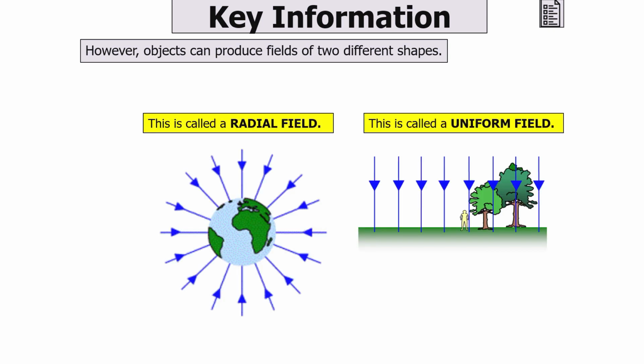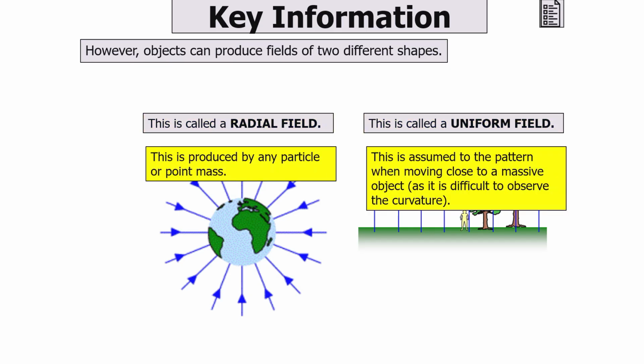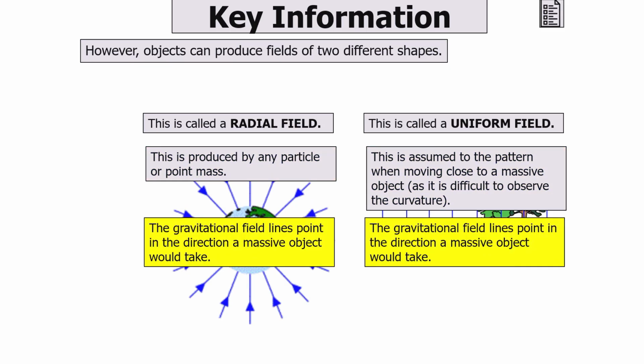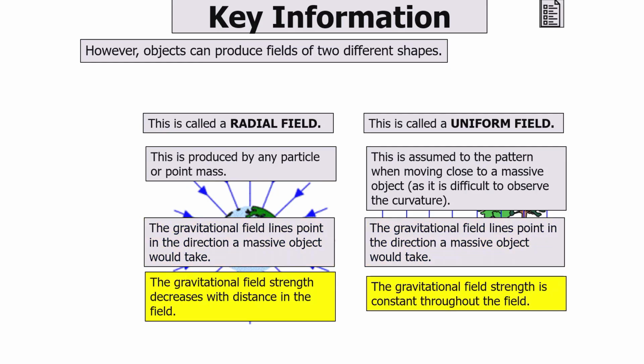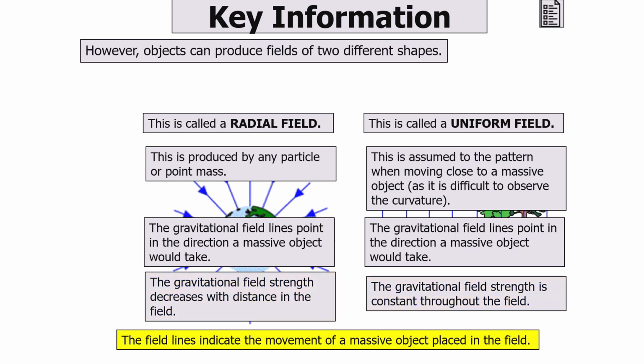Now, objects can produce fields of two different shapes. One is called a radial field, the other is a uniform field. The radial field is produced by any particle or point mass, whilst a uniform field is assumed to be the pattern when moving close to a massive object, as it's difficult to observe the curvature. Now, in both instances, the gravitational field lines point in the direction a massive object would take. But in a radial field, the gravitational field strength decreases with distance in the field, but for a uniform field, the gravitational field strength is constant throughout the field. Now, in both cases, the field lines indicate the movement of a massive object placed in the field.